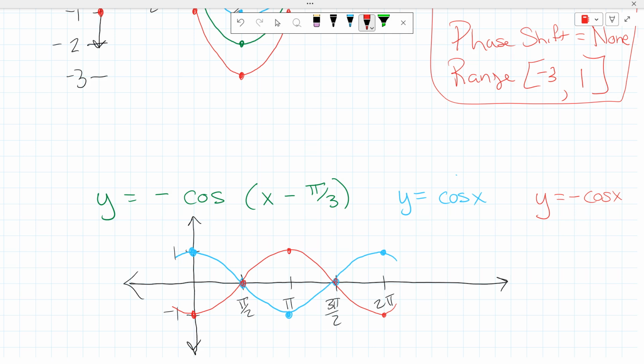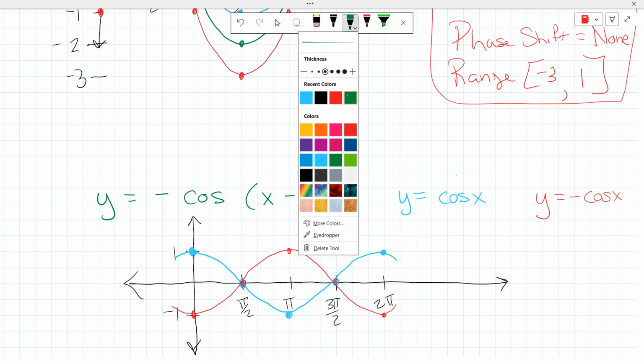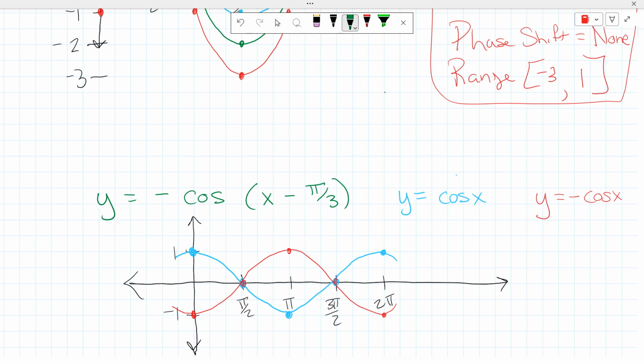Now, minus pi over 3. If it's inside parentheses, you move the opposite of what you'd think. Instead of going minus pi over 3, instead of going to the left, you're going to go to the right. Now, how many squares to the right am I going to go? Well, let's figure this out. If pi is 6 squares, I'm going pi over 3, which is 1/3 of pi. What's 1/3 of 6 squares? 2 squares. So I go 2 squares to the right. So I take the red one and go 2 squares to the right.